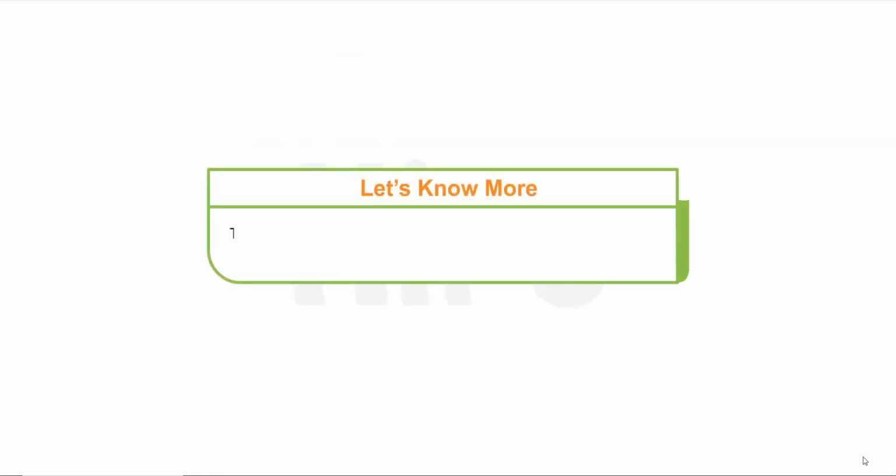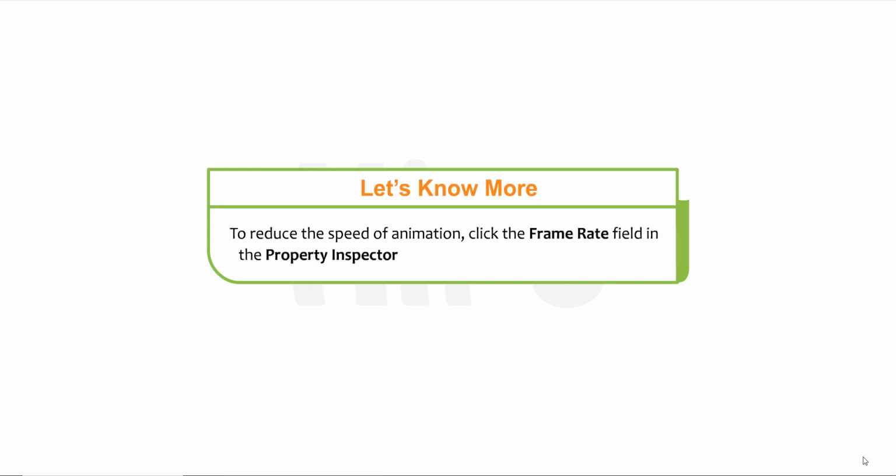Students, let's know more. To reduce the speed of animation, click the frame rate field in the Property Inspector and define the number less than 12. Let us quickly glance through the key points discussed in this chapter.